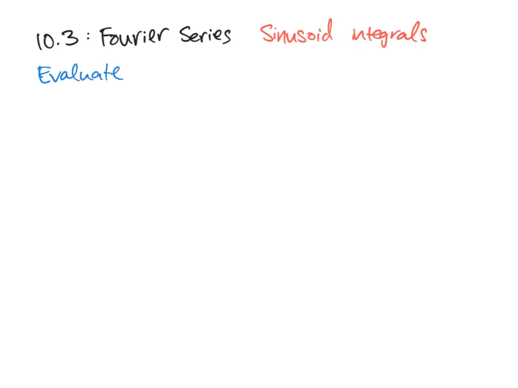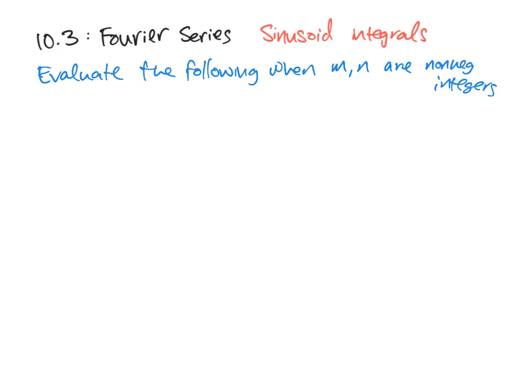three types of integrals. So evaluate the following when m and n are non-negative integers. So three problems. One, we're going to go the integral from negative L to L. And we remember seeing L as the length of our wire in the heat equation and the wave equation in the last section. So we're going from negative L to L of sine m pi x over L cosine n pi x over L.